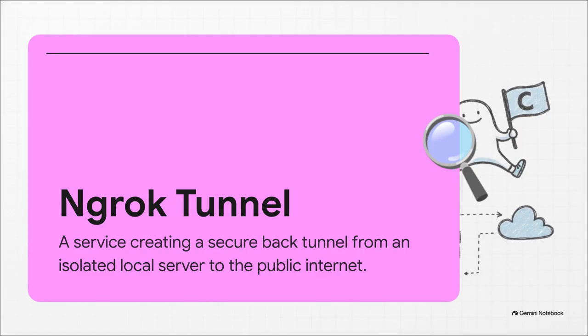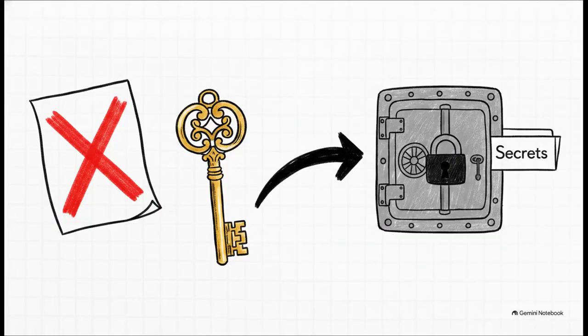ngrok is a service that basically digs a secure back tunnel from that isolated server straight out to the public internet. It gives your Colab environment a public URL so you can finally view and interact with your Streamlit user interface. Pretty cool, right? But to build that tunnel, ngrok needs to know who you are. It has to verify that you actually have permission to dig, and that means handling an authentication token.